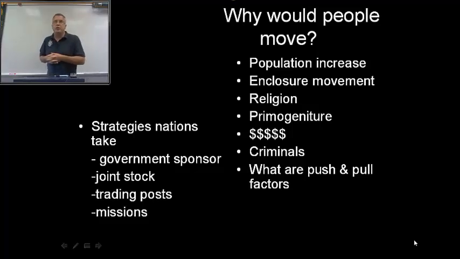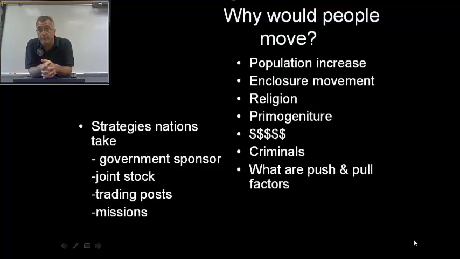Primogeniture is a system where the eldest son inherits everything. So if I have 4 sons and 2 daughters, when I go, only my eldest son gets anything. Everybody else has to go do something else. They're out. So that's going to lead to people seeking opportunity elsewhere.